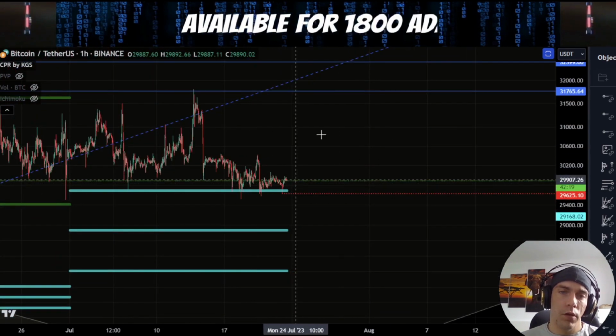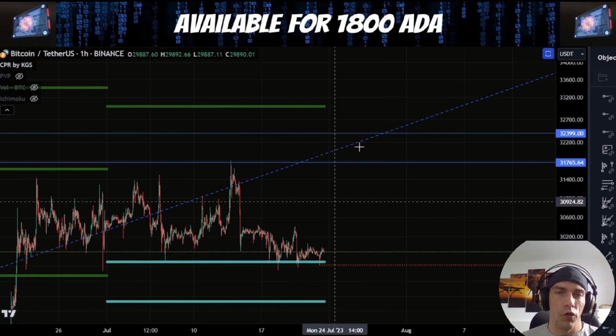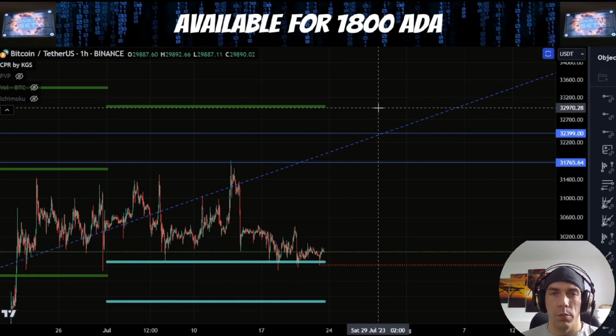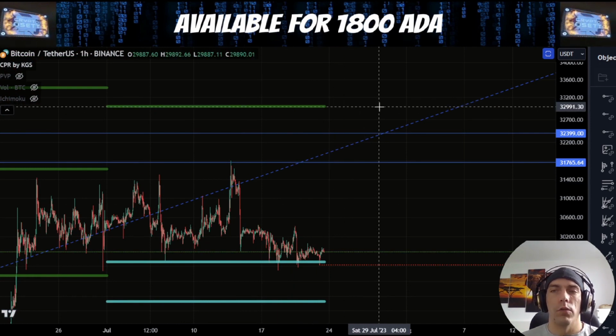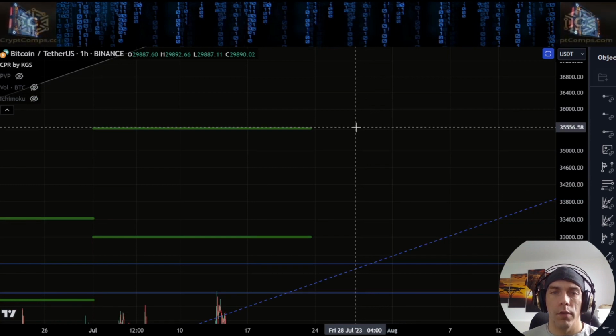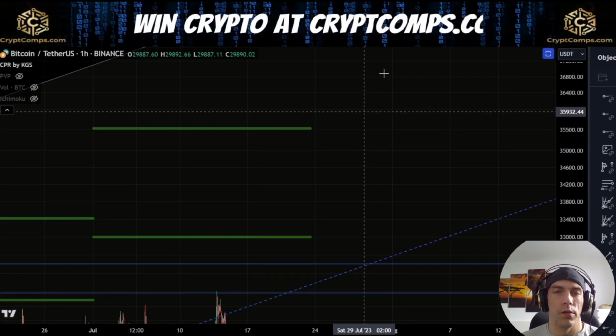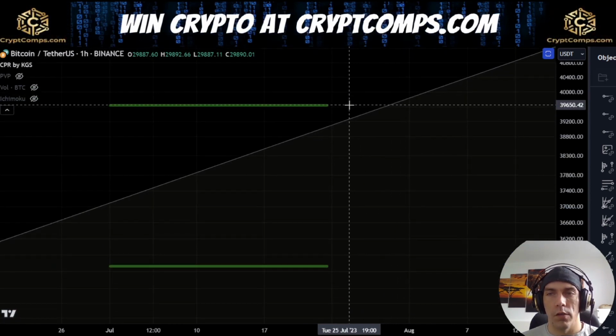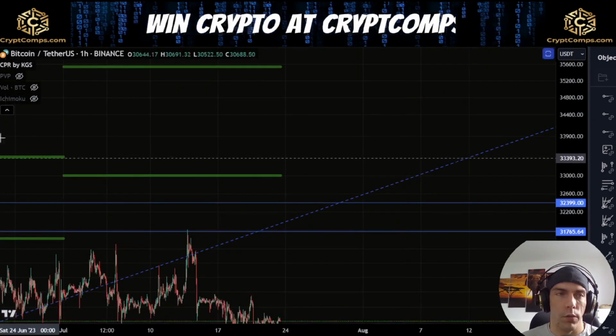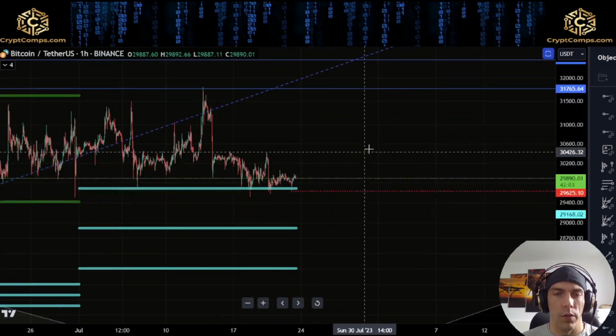If we do start to see price look to push to the upside here, what we could see is price could get gravitated towards this 32,991. We have this higher level here, this 35,533, and this higher zone here of this 39,650 as possible targets for the rest of this month.